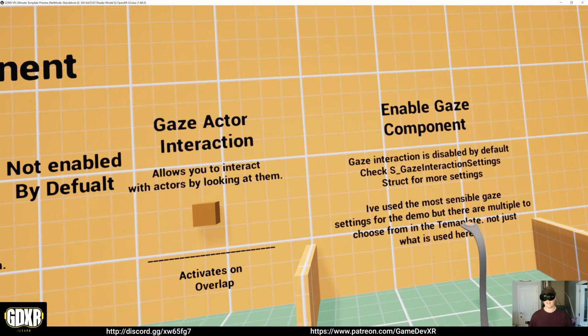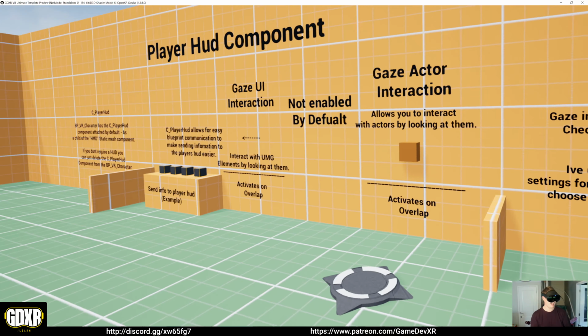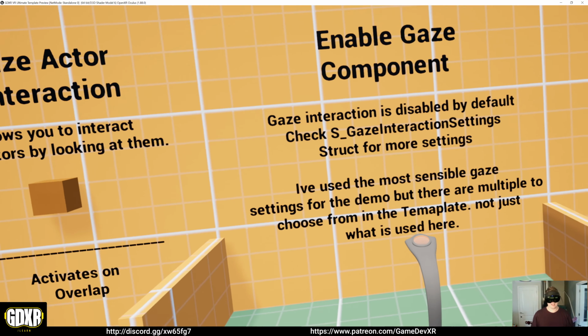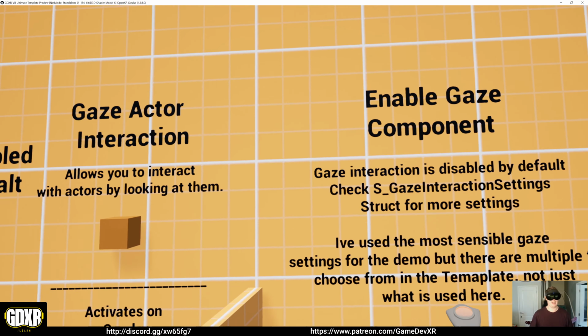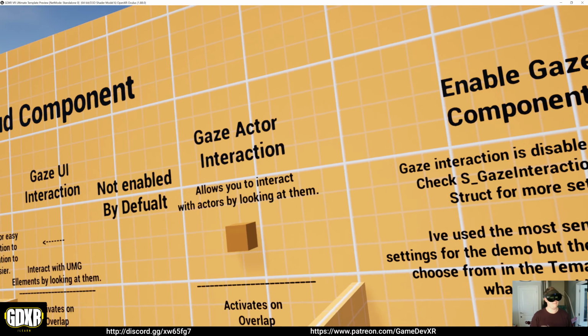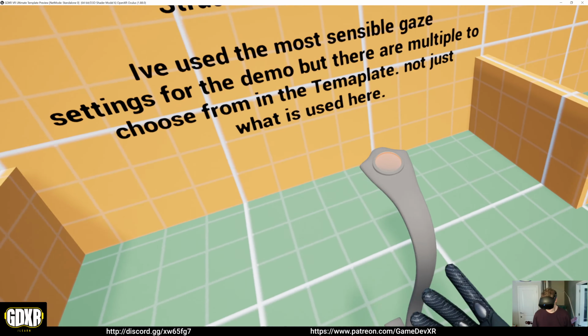So a lot of people apparently still really like the idea of being able to interact with UI or actors with their eyes or their head. This does not support eye tracking at the minute, but what you can do is just enable the eye tracking on your headset through OpenXR and feed the location into the line trace within the component. So it's very easy to implement.